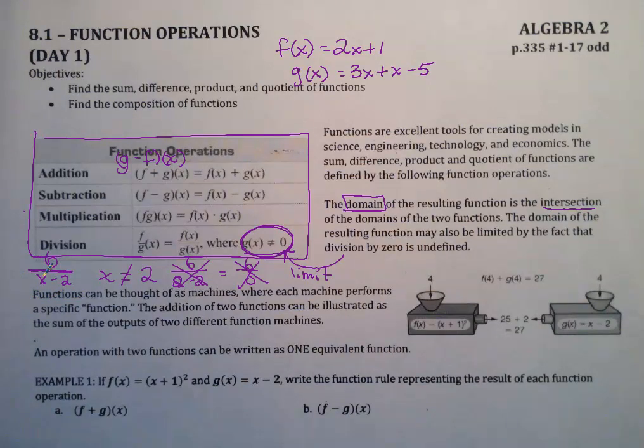Then functions can be thought of as machines, where each machine performs a specific function. Have you guys ever heard of that before? Functions as a machine? You put one number in and you get another number out, or maybe they call it an input-output machine. Ever heard that? It's called a calculator. It's true. It's like a calculator. A lot of times in middle school when you're learning about functions, that's what they tell you, they're like a machine.